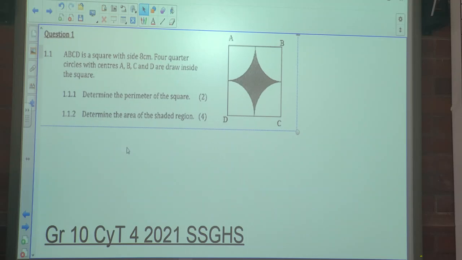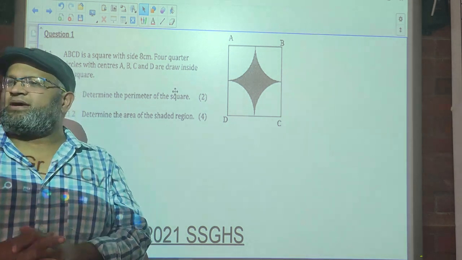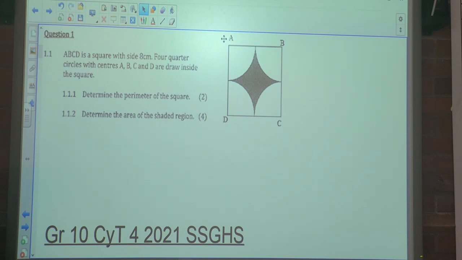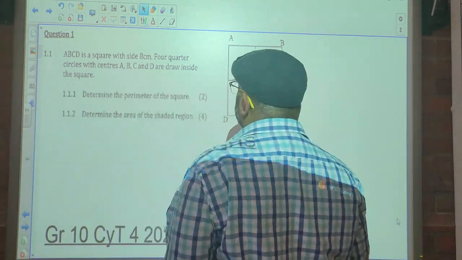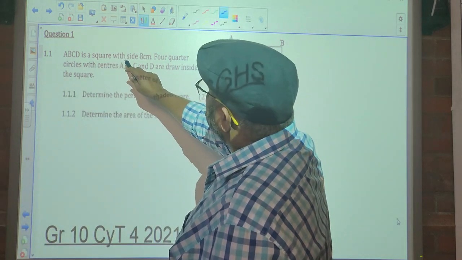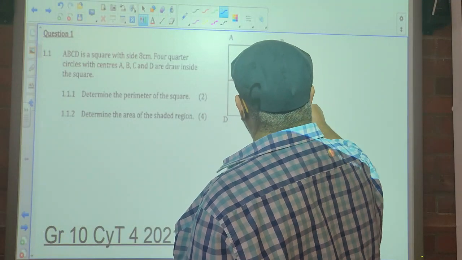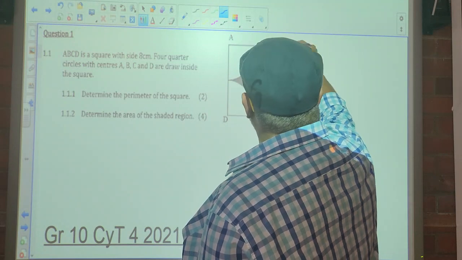Okay, so we are told that in 1.1, ABCD is a square. 4 quarter circles. So 4 quarter circles, if I put it together, is going to make a full circle. With centers A, B, C, and D are drawn inside the square. Determine the perimeter of the square. So, if you're looking at this information here, the square has sides 8. Okay, 8 centimeters. From there to there is 8.